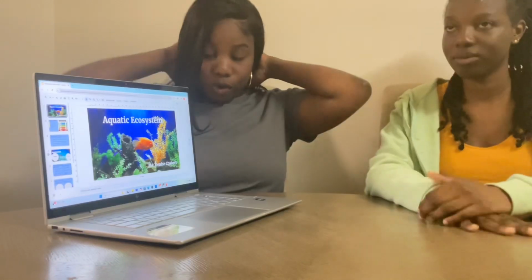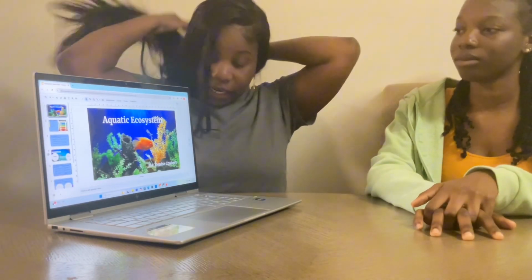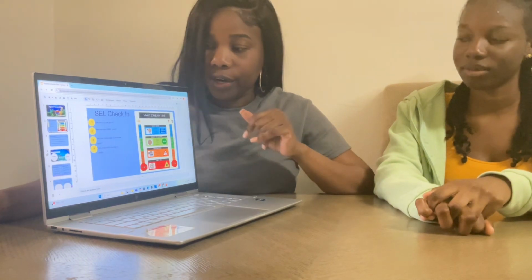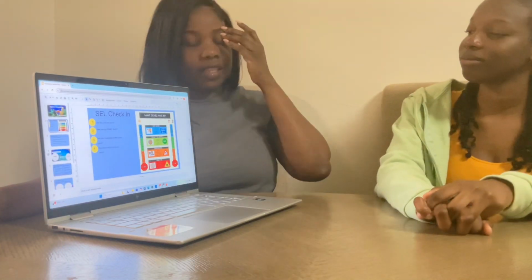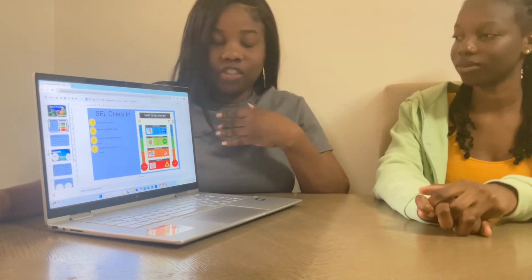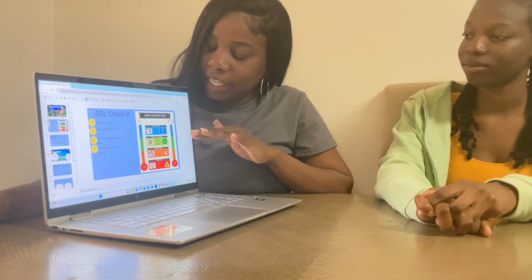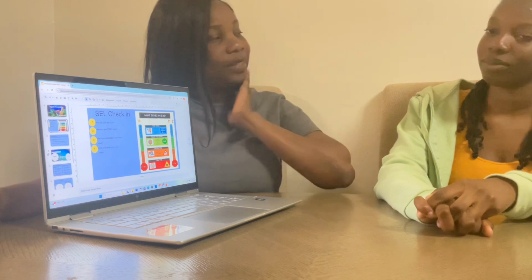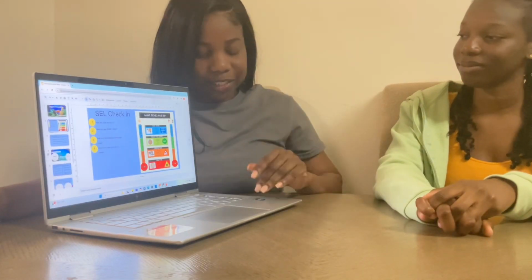Okay, so before we start our science lesson for today, let's do our self check-in. Let's see. So I am in the green zone because it means I am happy and I'm ready to learn. So what zone are you in? The green zone. Why are you in the green zone? Because I'm happy and ready to learn.